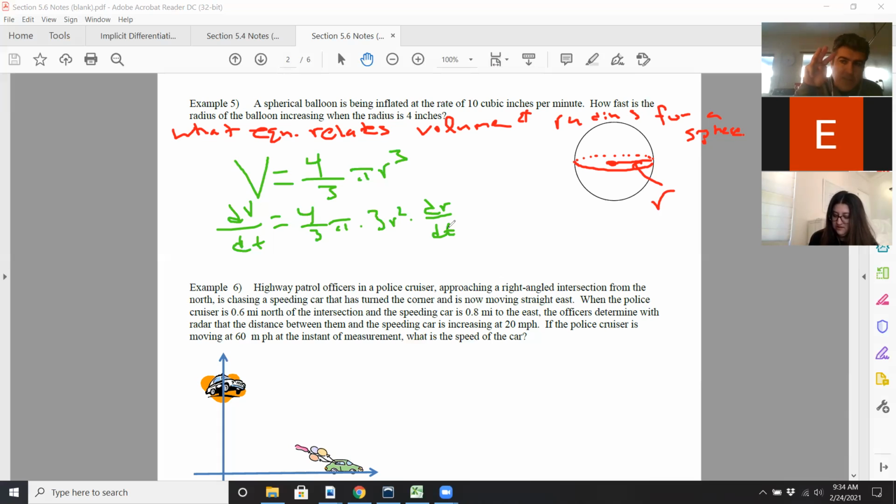The third thing is you have to substitute the stuff you're given. So you're told that the rate of the volume is this. So this is a rate, and this is volume. This is dV over dt, if you haven't realized that yet. And then this is r, so this is at a certain snapshot. At the moment r equals 4, how fast is the radius changing? This is the whole point of the problem.